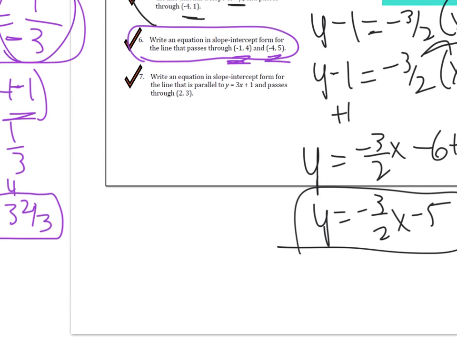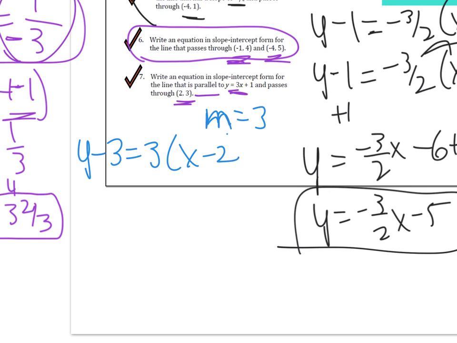So if I look here, write an equation in slope-intercept form for the line that is parallel to 3x plus 1 and passes through 2, 3. Parallel is easy. Parallel just means I take this exact same slope. So the slope I want is 3. That's an m, believe it or not. So when I substitute this in, y minus 3 equals 3 times x minus 2. Okay, again, this goes here, this goes here. So y minus 3 equals 3x minus 6.